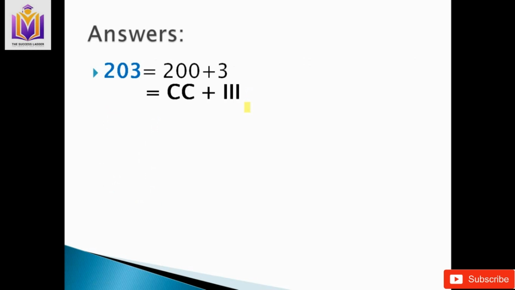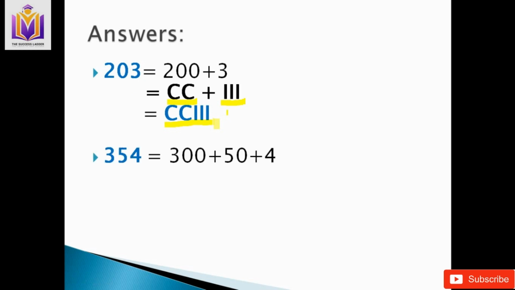Here comes the first part. 203 means 200 plus 3. We can split 203 as 200 plus 3. And let's see how we can write 200. 200 can be written as CC, because C denotes 100. So CC will denote 200. And 3, we write as triple I in Roman numeral. So together it forms CC and triple I. This is how we can write 203 in Roman numeral.